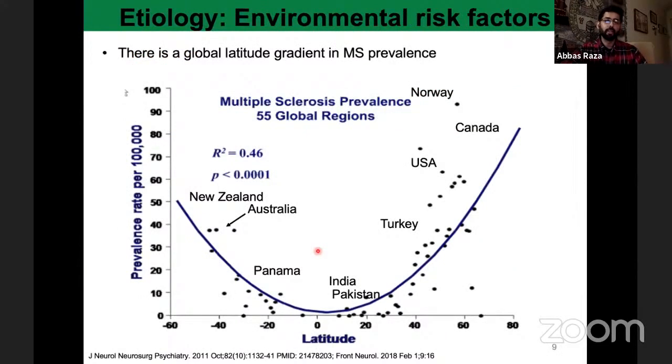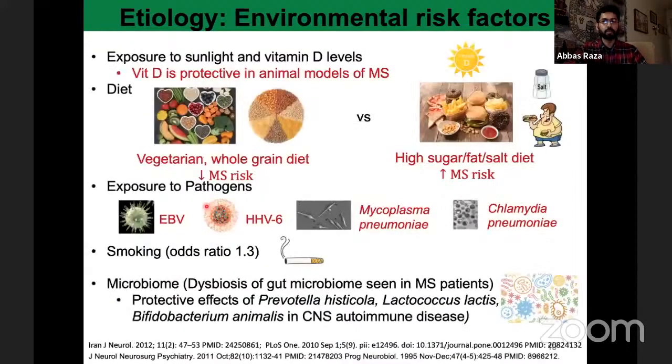So we know if we plot the incidence of MS or the prevalence with respect to the latitude, so how far you are from the equator, the risk goes up substantially. So this is towards the southern hemisphere and this is towards the northern hemisphere. And you can see countries at the far end have much higher MS cases. So this clearly speaks for the environmental component of MS.